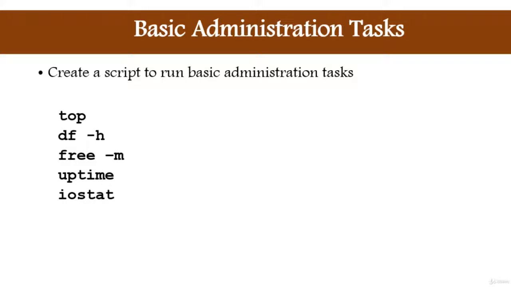Second one is df -h. Third one is free, which will check the memory. By the way, df is to check the disk space. Uptime is to tell when was the last time the system rebooted, and the system load. iostat is input/output statistics.